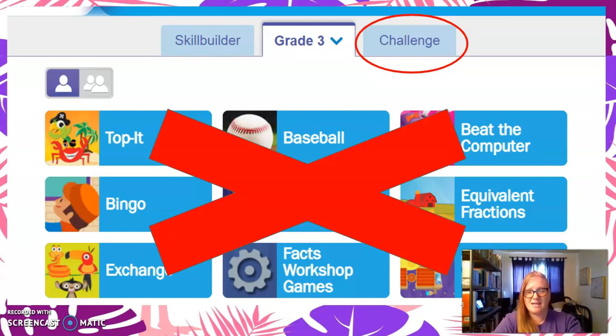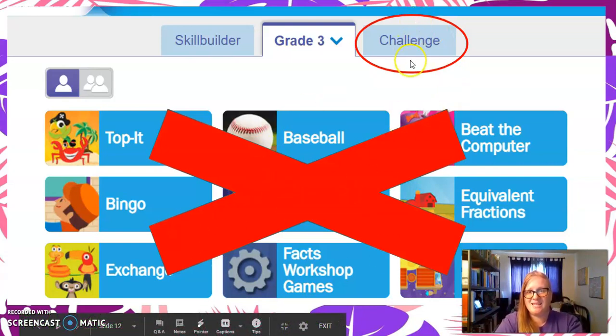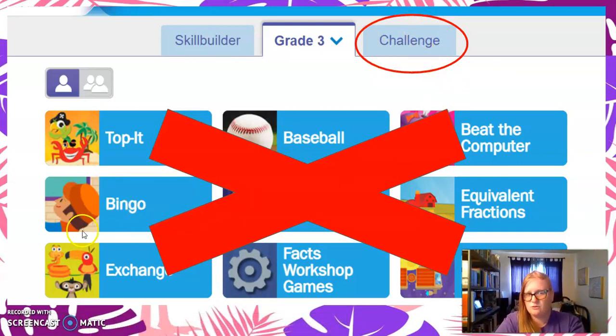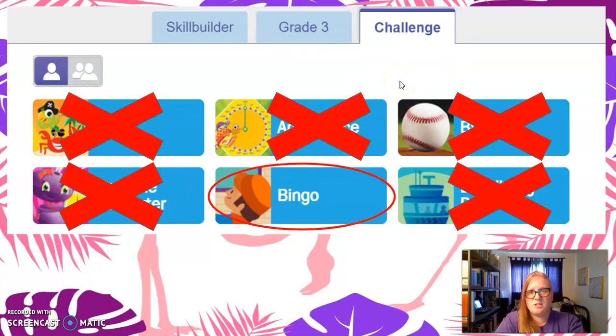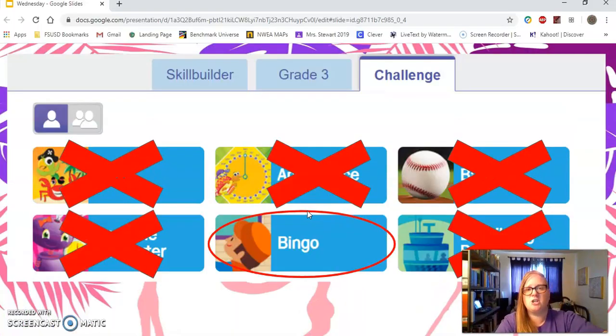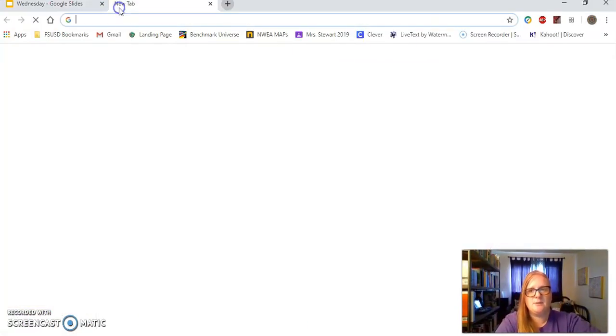So I'm going to show you how to get there. First, when you go to your everyday math games, you're not going to do any of these. You need to click the challenge button up at the top. Over here, there is a bingo. You don't want to click on this because it's not going to have the right one. Then once you're in challenge, you're going to click bingo. And this bingo is only going to have one bingo option as factor bingo. And I'm going to show you what this is going to look like.